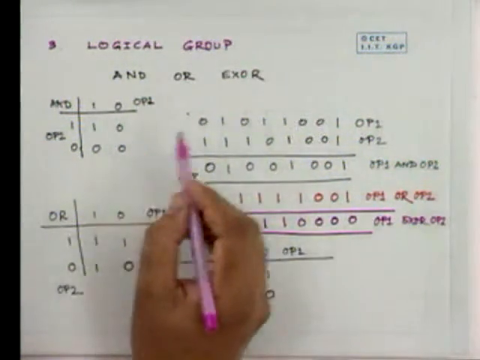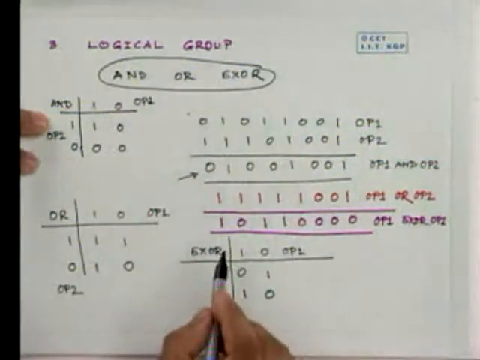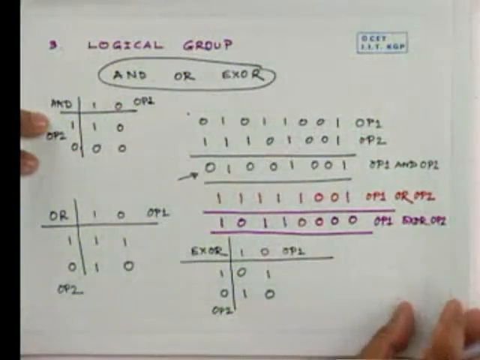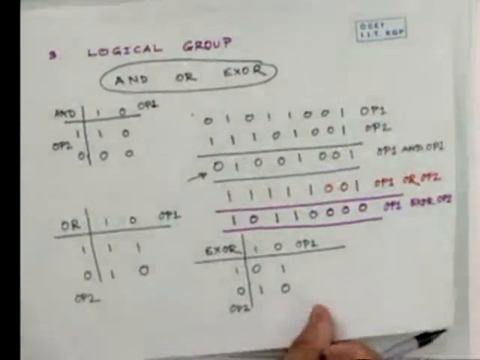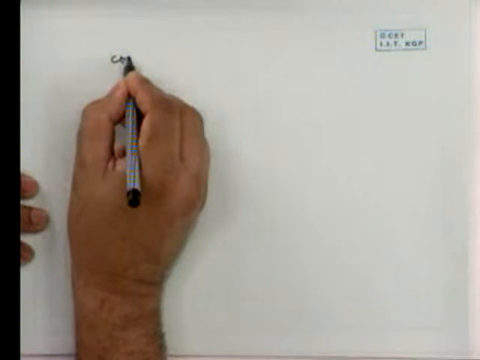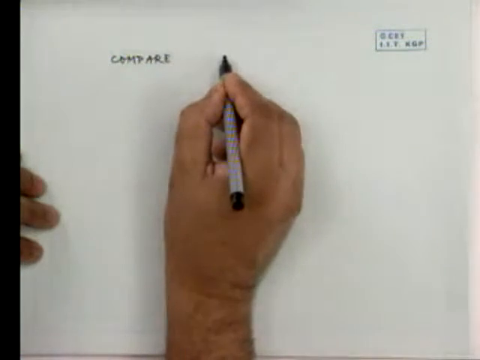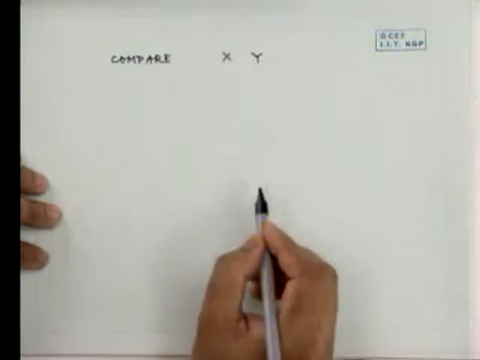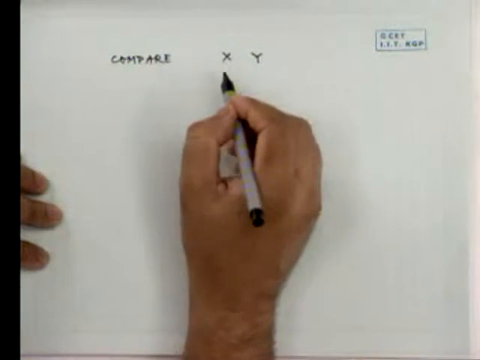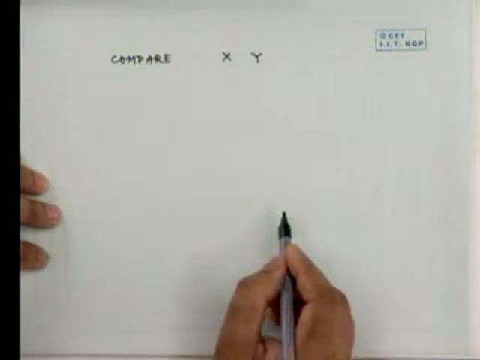Now, these are the instructions that generally are there under the logical group. There are a few more. For example, compare is an instruction which compares two numbers x and y and accordingly decides which one is greater by appropriately putting a flag bit, as we have talked about the flag bits earlier.